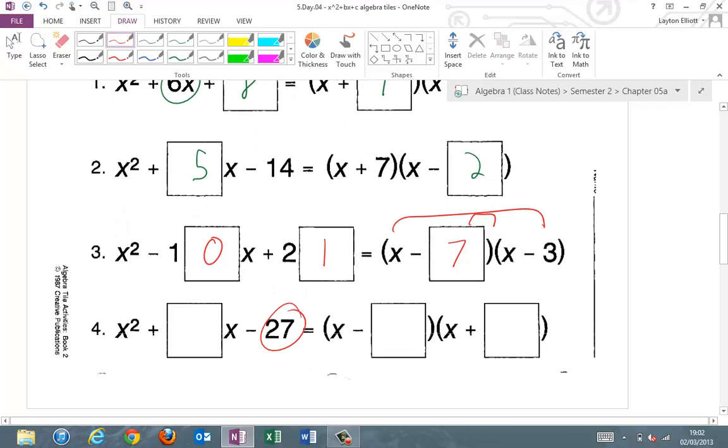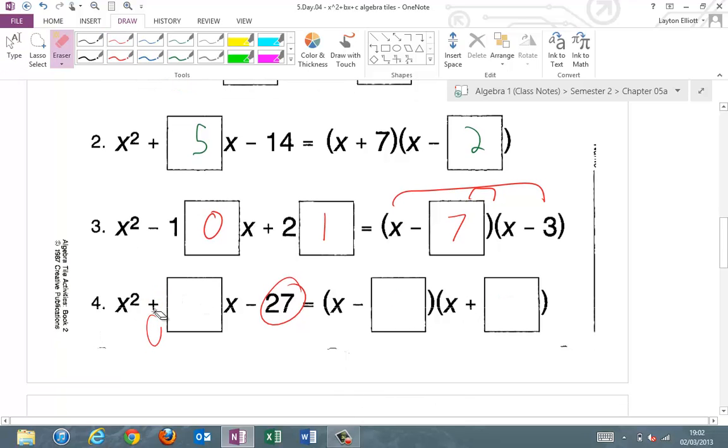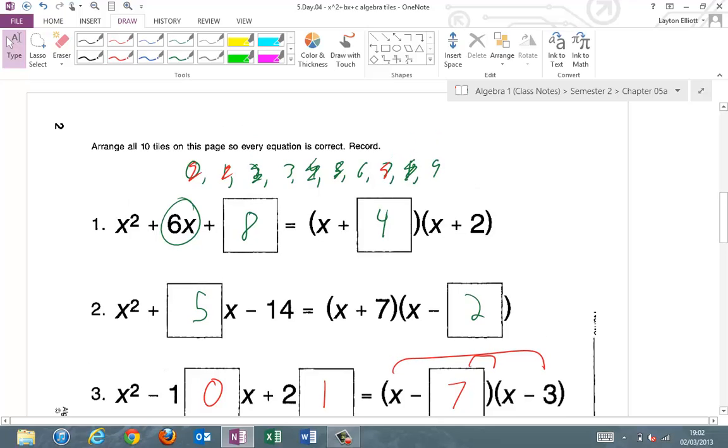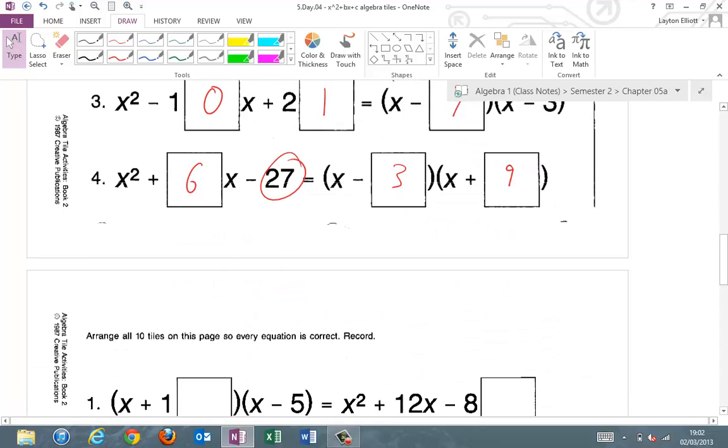Here's that 27 again, but now I can use 9 and 3. So the question is, do I want to do minus 3 plus 9, or do I want to do minus 9 plus 3? Well, I want my minus to go with the smaller one because it's a positive. So minus 3 plus 9 gives me 27. And then when I do outer and inner, that gives me 6. So that knocks off the 6, 3, and 9, and we're done with this page.